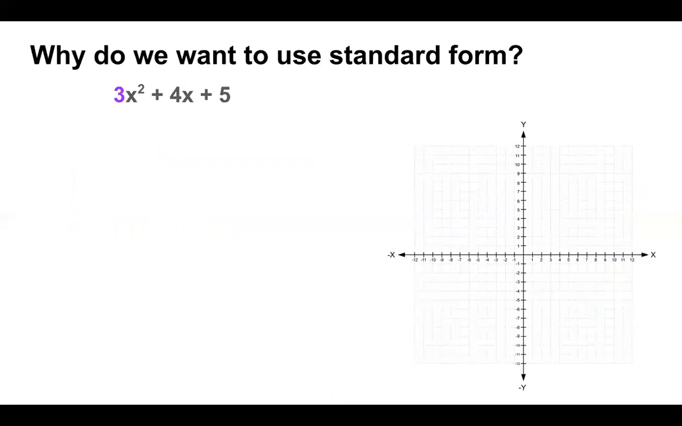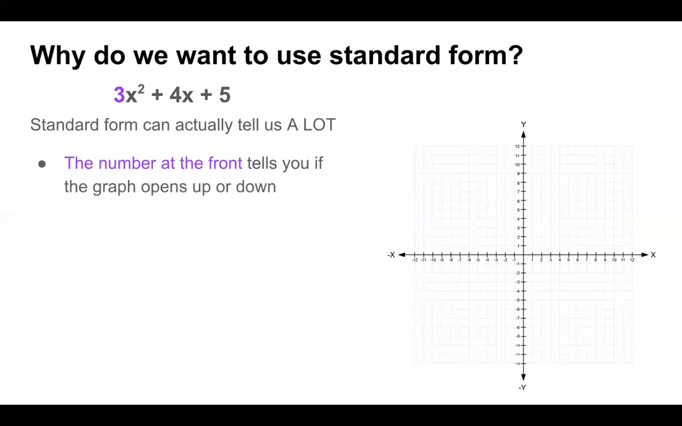What's another reason to use the standard form? Well, that front number can also tell us if the graph opens up or down. So you can see that purple 3 up front. It's still useful not just for how wide that parabola is, but whether it's going to be opening up like it can collect water, or opening down like a hill, if you will. So a positive front number means it opens upwards. A negative front number means it opens downwards.